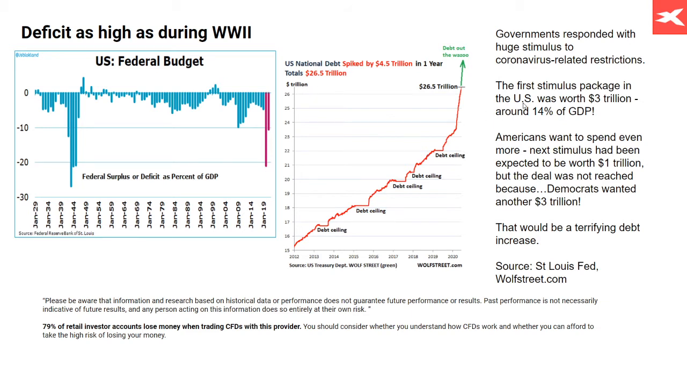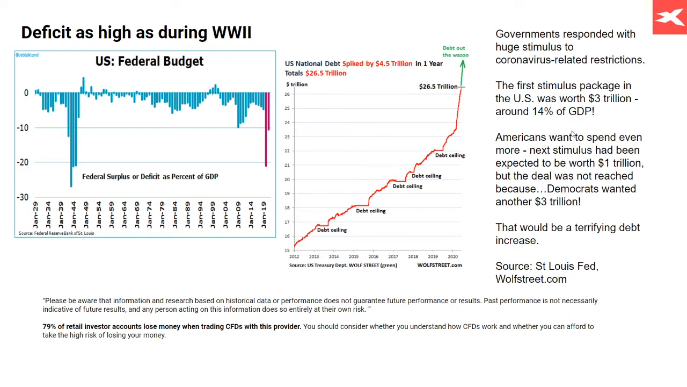Governments responded with huge stimulus to coronavirus because of the related restrictions. The first stimulus package in the US was worth $3 trillion, which is around 14% of US GDP. Americans want to spend even more, so the next stimulus had been expected to be worth $1 trillion, but the deal was not reached because Democrats wanted another $3 trillion. That would be a terrifying debt increase.